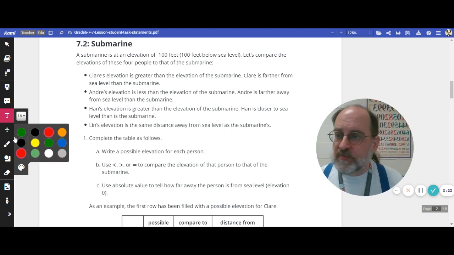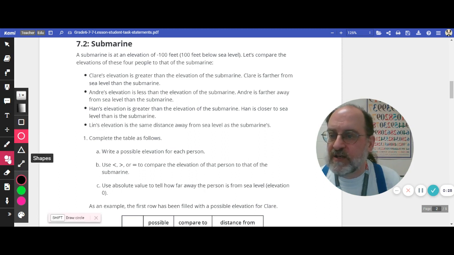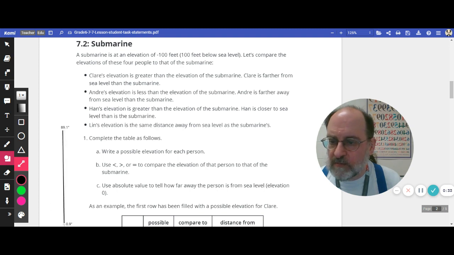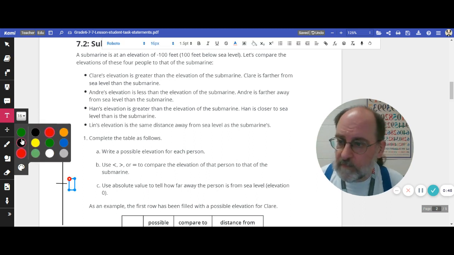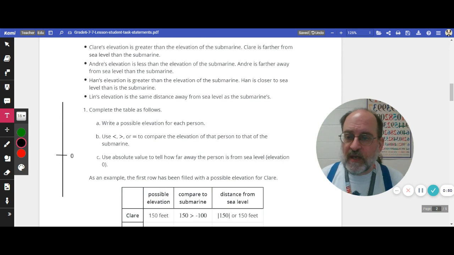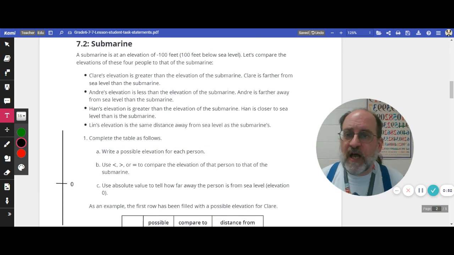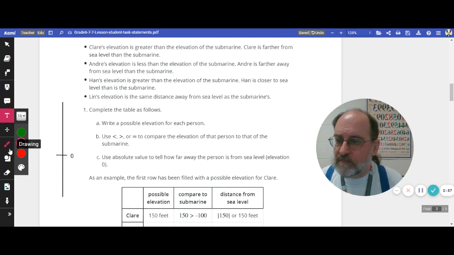Now, I want to start doing this, but before I do, I want to do a drawing over here on the side. I would like to draw a line going straight up and down. Let's put a tick mark at sea level, so right here at 0. So that's going to be where sea level is. And let's talk about the submarine. The submarine is 100 feet below sea level. So I'm going to put a tick mark on here.